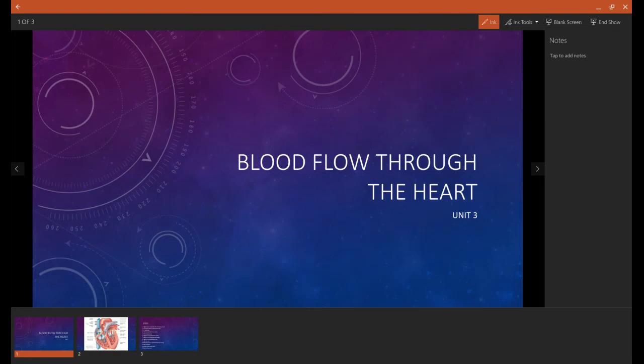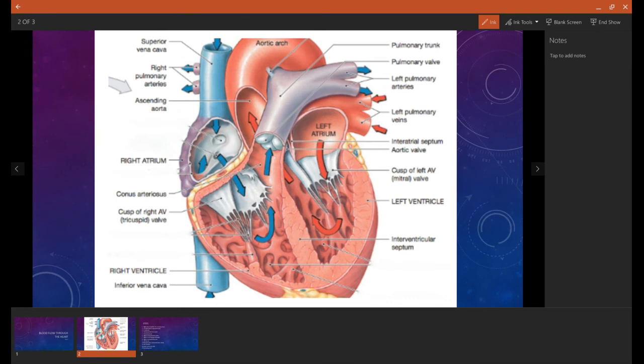In this lecture, we're going to go through the blood flow of the heart. Now, when you're doing a blood flow of any sort, there will be a crucial same steps going through the heart that you need to understand. And that's what we're going to go through here today.